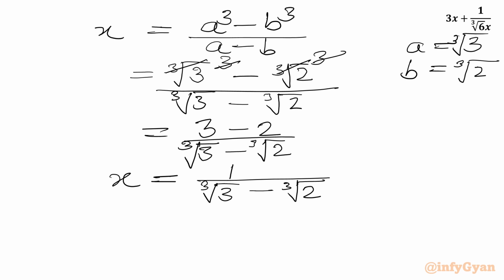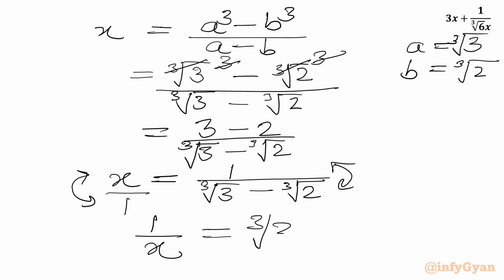Let us consider the reciprocal on both sides. So I will switch numerator and denominator on both sides. So we can write 1 over x will be equal to cube root 3 minus cube root 2. Now I will take this minus cube root 2 to the LHS.